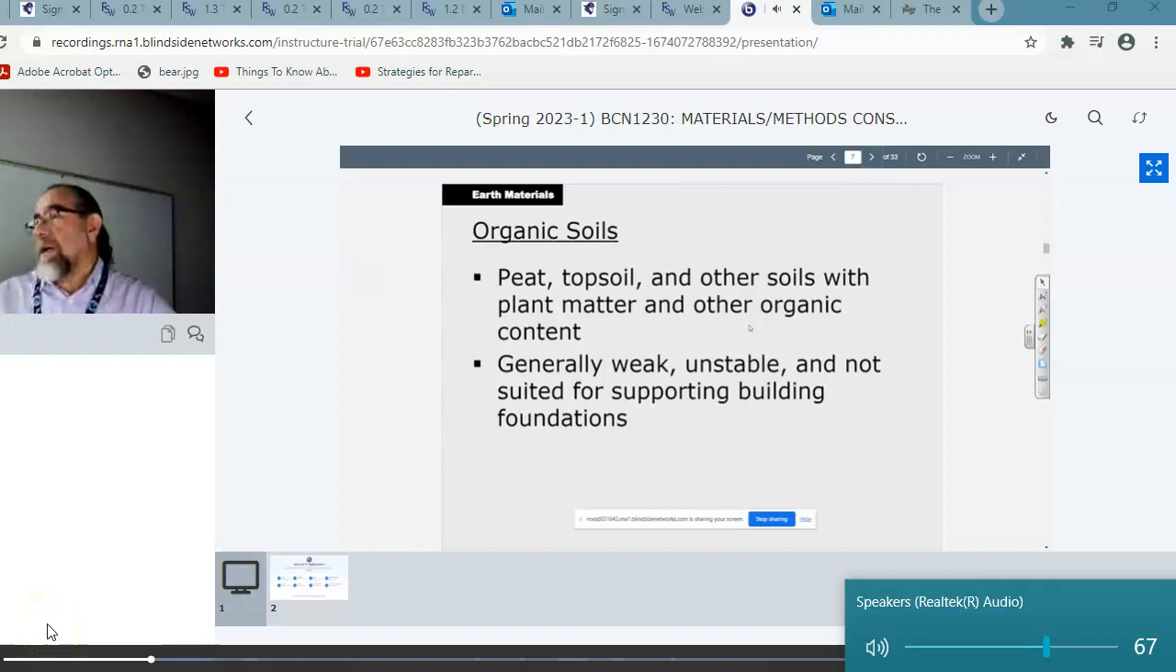So you're going to lose a lot. When all this organic stuff dies, it's going to shrink and it's going to almost evaporate. So you can't use it for that purpose. It's generally weak, unstable, and not suited for supporting building foundations. Okay, so the topic is what do we want to put our concrete on top of? What are we doing on foundation? What do you got there?